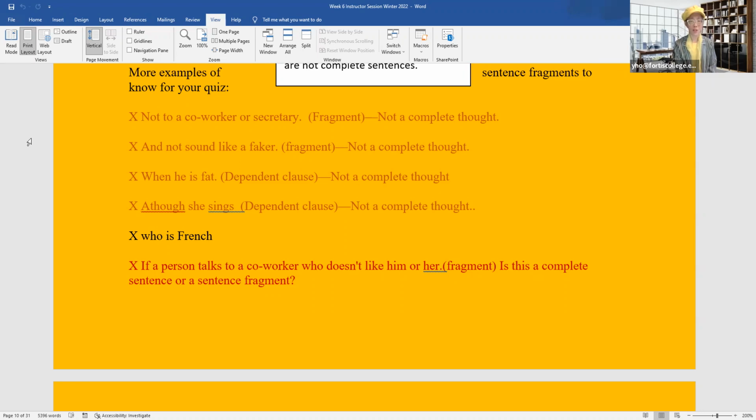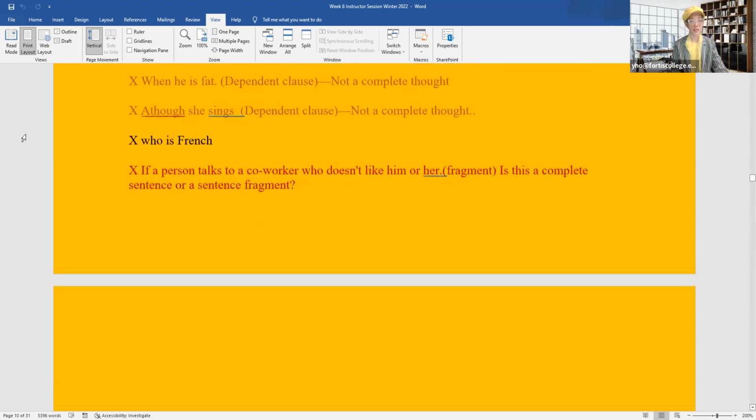If a person talks to a coworker who doesn't like him or her, this is a sentence fragment because it's missing the independent clause. Remember, when you have a complex sentence, you always have to have a dependent clause and then an independent clause, and then together it makes a complete sentence.